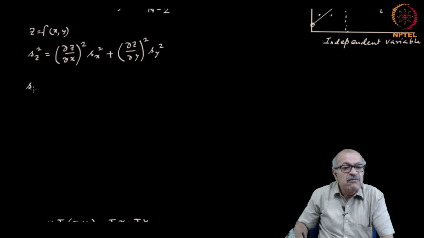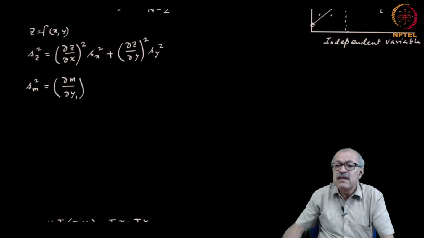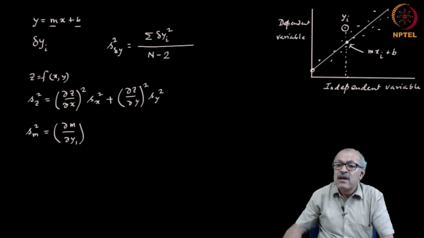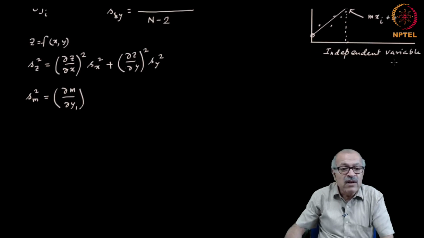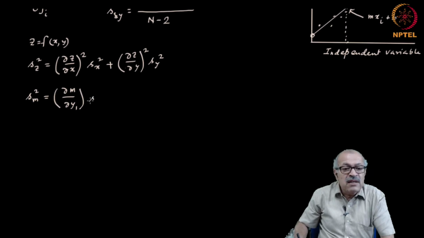The variance in M will then be dependent on delta M by delta y1. y1 is actually the first point, say here. The delta y1 means the difference of the first point from the straight line. So, delta M by delta y1, squared, times the variance in y1, plus delta M by delta y2, squared, times the variance in y2, plus dot dot dot.